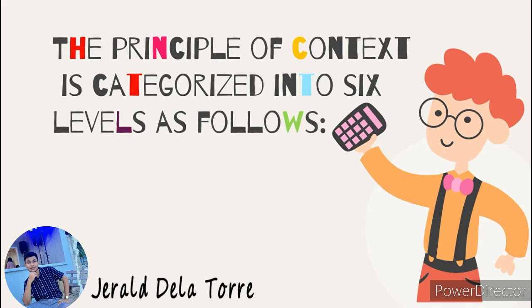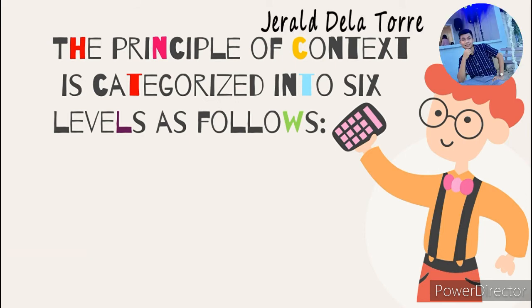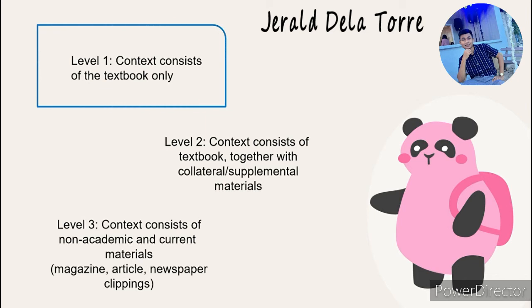For today's report, I will tackle the principle of context. When we say the principle of context, it is a learning principle that instruction can be effective if learning takes place through situations and circumstances that provide setting materials for the process of learning to go on. This principle of context is categorized into 6 levels as follows. And now, let's begin with level 1.